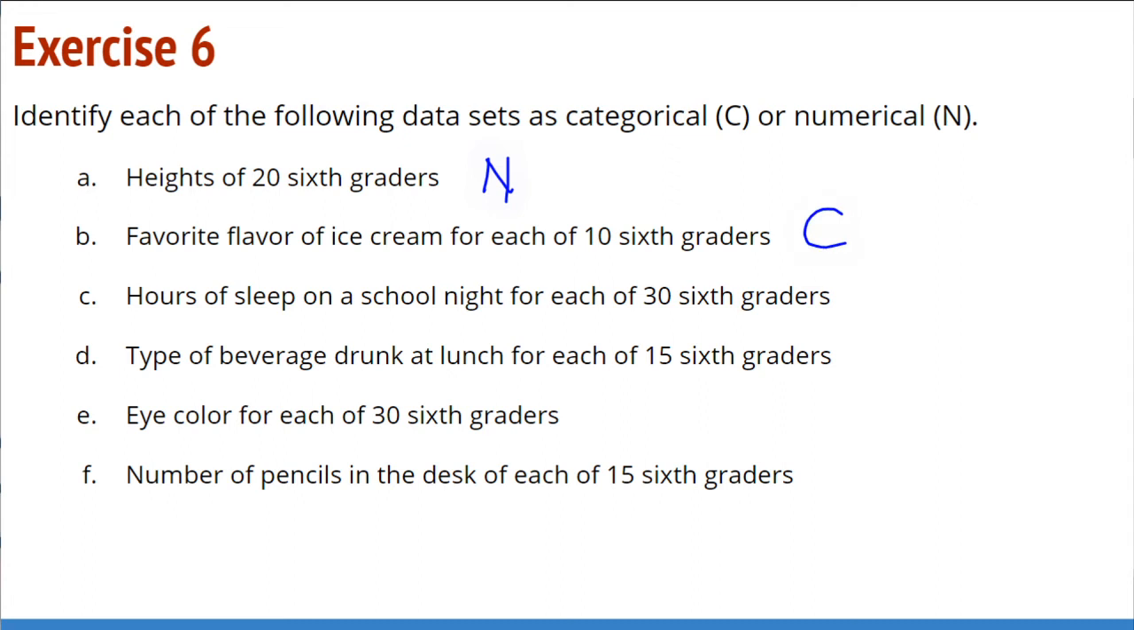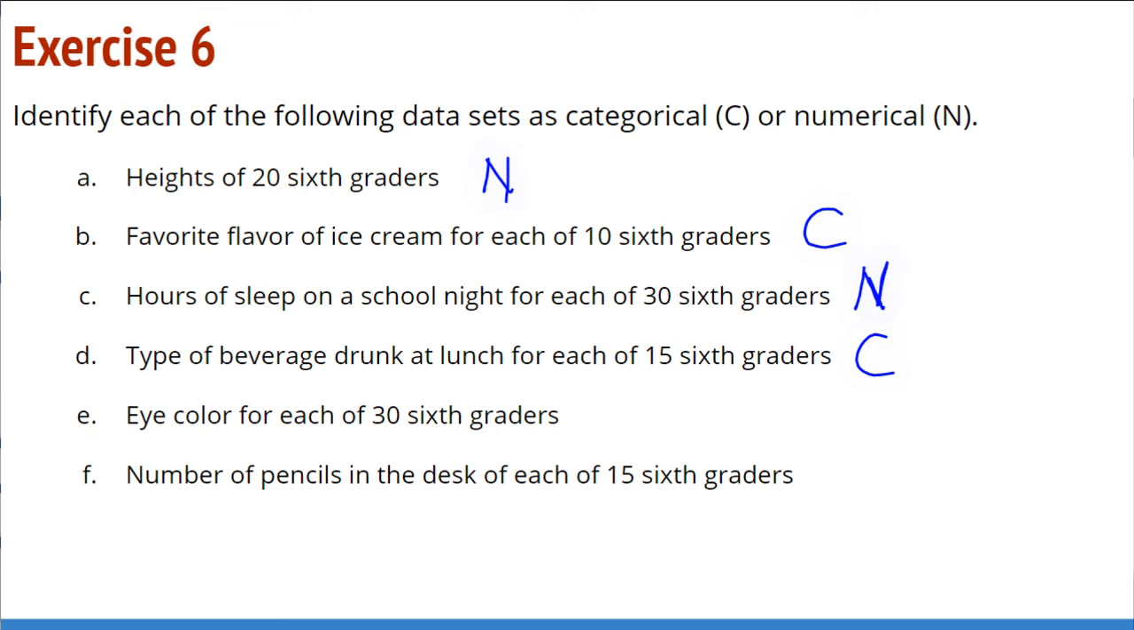Hours of sleep on a school night for each of 36 graders. I asked somebody how long they slept. They said, I slept this many hours. And somebody else says, I slept this many hours. And someone else says, I slept this many hours. These are numbers that we are collecting. Numerical data. Type of beverage drunk at lunch for each of 15 sixth graders. So we walk along the cafeteria table and we record what they're drinking at lunchtime. Well, we've got chocolate milk, we've got the white milk, we've got the juice, we've got water. These are categories that we are collecting.